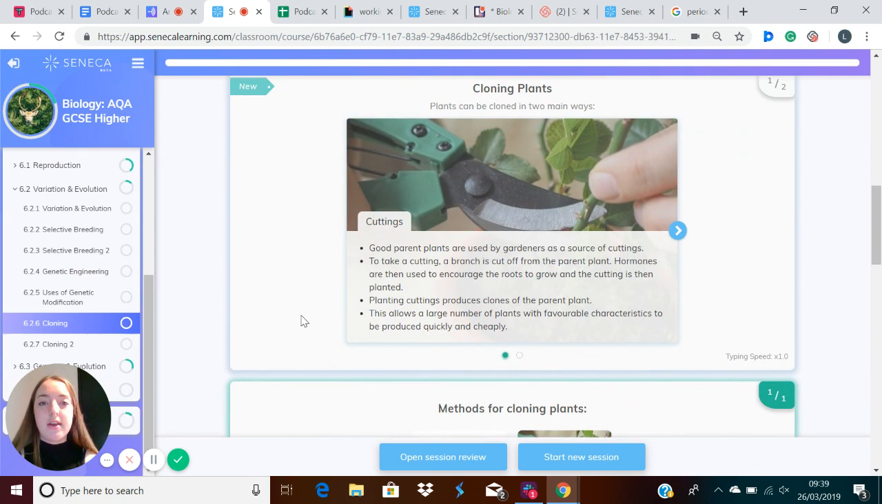Let's take a closer look at cloning plants. Firstly, cuttings. The good parent plants are used by gardeners as a source of cuttings. To take a cutting, a branch is cut off from the parent plant. Hormones are then used to encourage the roots to grow and the cutting is then planted. Planting cuttings produces clones of the parent plant, so they'll be genetically identical. This allows for a large number of plants with favourable characteristics to be produced quickly and also cheaply.